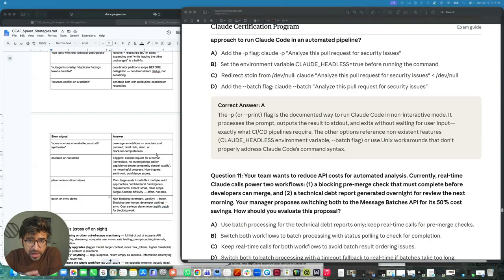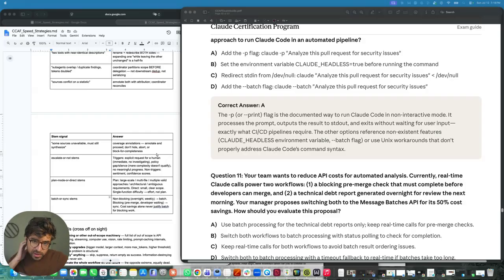Now that we've figured out the type of question it is, what we need to do is read the question stem. What we see is, your team wants to reduce API costs for automated analysis. Currently, real-time Claude calls power two workflows. One, a blocking pre-merge check that must complete before developers can merge, and two, a technical debt report generated overnight for review the next morning. Your manager proposes switching both to the message batch API for its 50% cost savings.